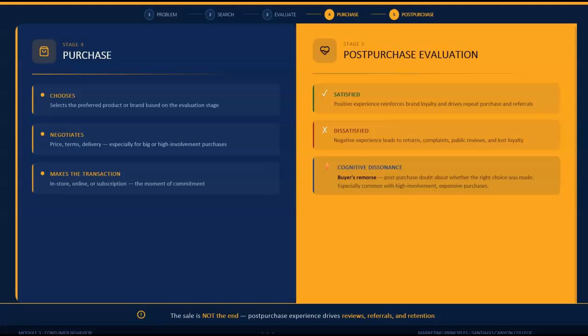So, buyer's remorse is post purchase doubt about whether the right choice was made, especially common with high involvement expensive purchases. So, these could be like jewelry, high end jewelry, vehicles. Automobile purchases always come with the possibility of buyer's remorse or cognitive dissonance because maybe you really wanted X vehicle, but they only had Y.